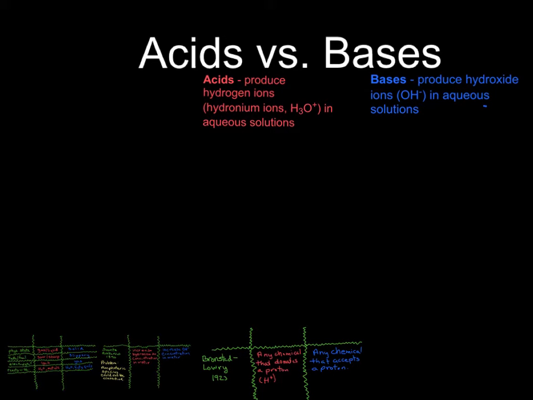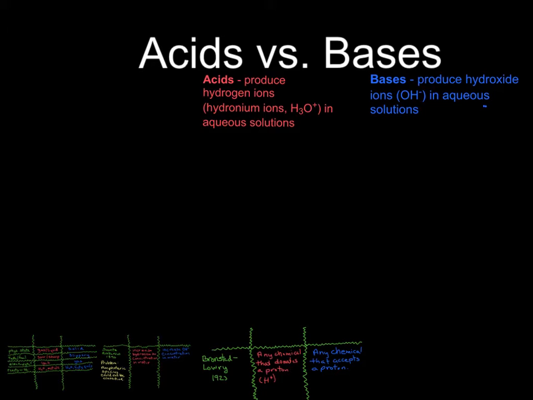Okay guys, tonight's lecture is going to be all conceptual. We're going to first investigate acids and bases and see what their properties are like. By definition, acids produce hydrogen ions. We can also call a hydrogen ion a hydronium ion.